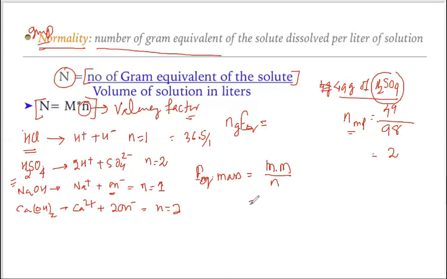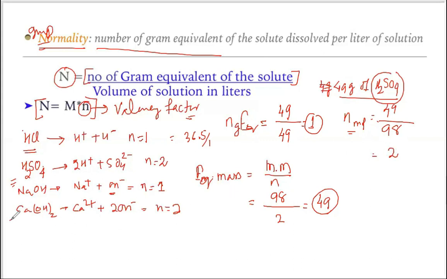But here, as the n factor is 2, it will matter. So what is the equivalent mass of sulfuric acid? It is the molecular mass of sulfuric acid, that is 98, divided by the n factor, 2. So this will be 49. Number of equivalents is equal to given mass, 49, divided by equivalent mass, which is also 49. So the number of equivalents here will be 1, whereas if you calculate the same thing for the number of moles, that will be 0.5.